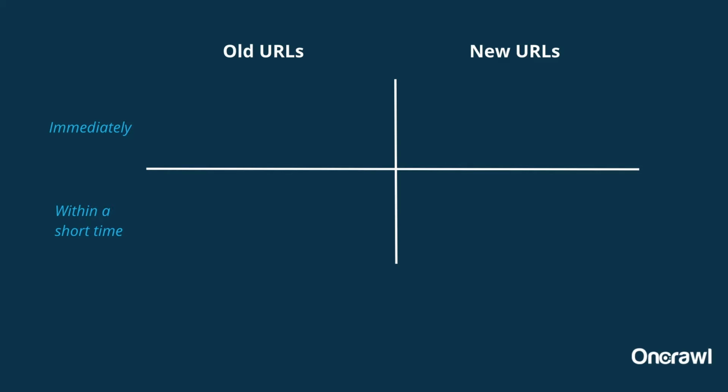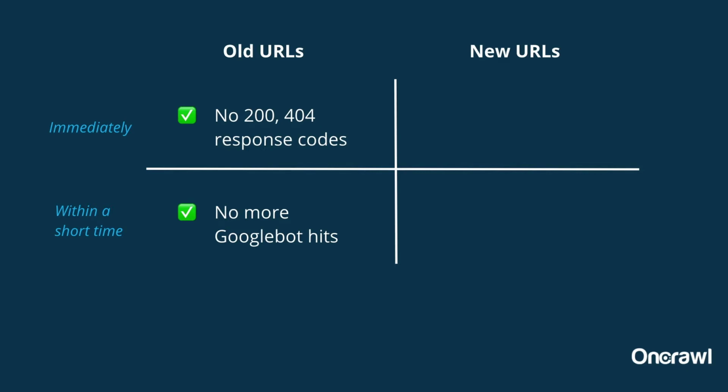So at this point, you've just gone live. You want to make sure that your old URLs and your new URLs are performing the way they should. The way that live log monitoring comes in is that there are elements that you need to be able to check immediately. In the case of old URLs, these are the response codes. You don't want to see any 200s or 404 response codes, which show that there are things that you might have forgotten to redirect. Within a short period of time, you'll also want to see that there are no more Googlebot hits on these particular pages.